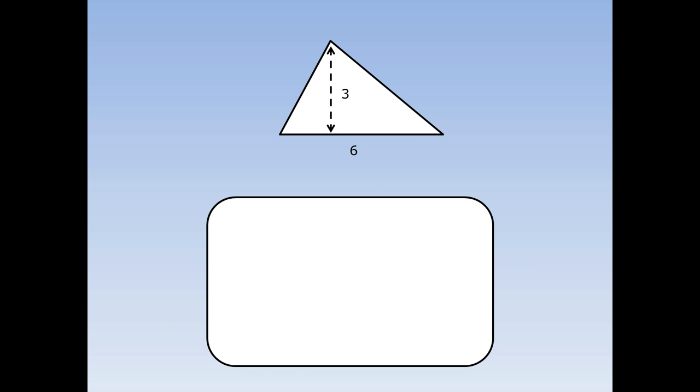The base of this triangle is 6. The perpendicular height at right angles to the base is 3. To find the area, first we write down the formula. Area is base times height divided by 2. Then we fill in the numbers. The base is 6. The perpendicular height is 3. 6 times 3 is 18. And 18 divided by 2 is 9 centimetres squared.